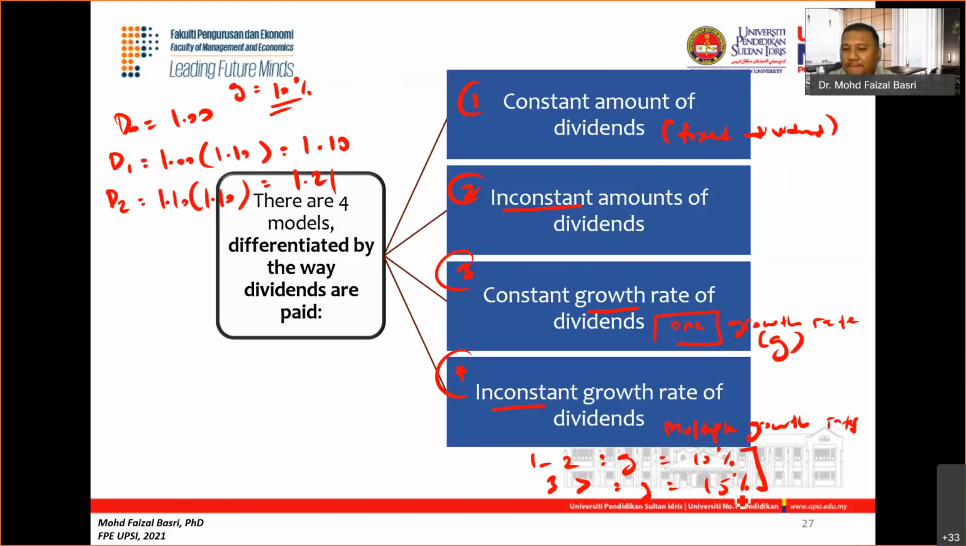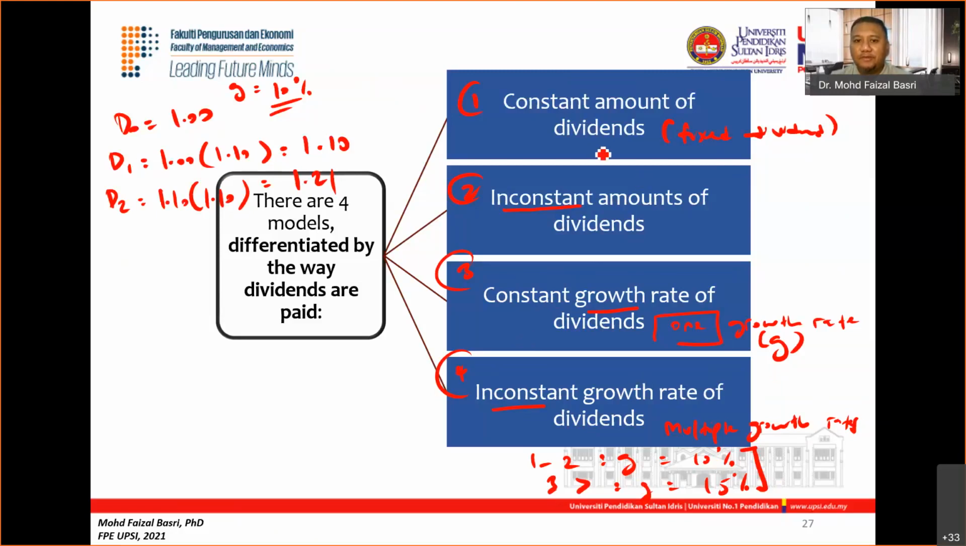Okay, for number 3, the G will remain at 10% forever. The assumption will be the 10% forever. But for the inconstant growth rates, it will be changed somehow in the future. At least once. The change must happen at least once. Anything, 2, 3, 4, 5 times, whatever.